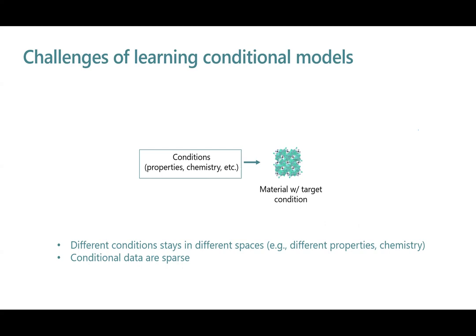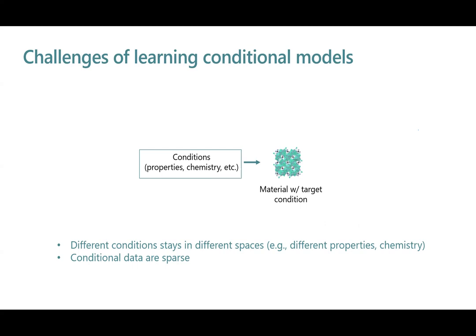The second thing was that the conditional data is actually very sparse. So it's much more expensive to compute the property of the material compared with just relaxing and checking whether or not the material is stable. So usually you have many, many material structures, but only a small percentage of them will have the labels.